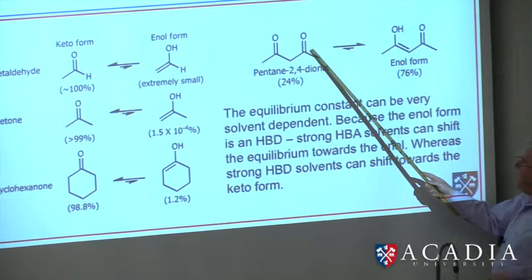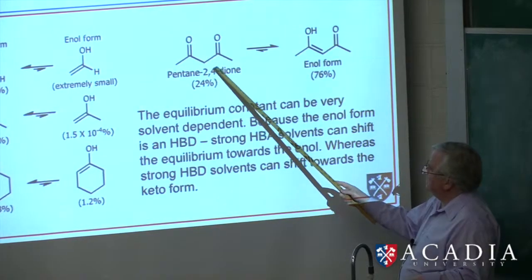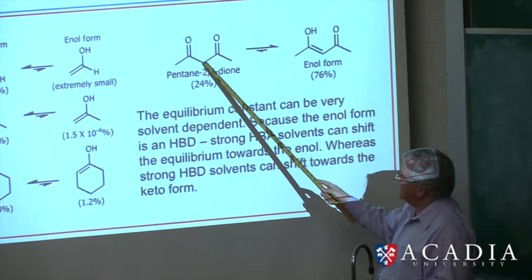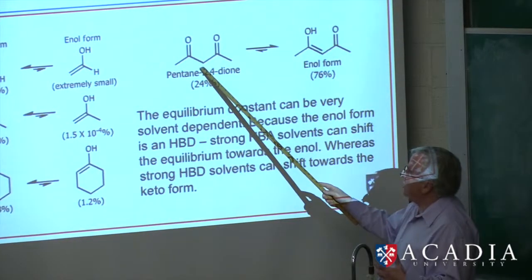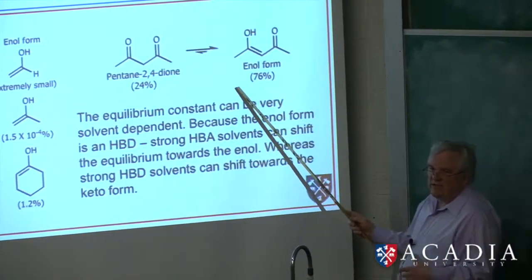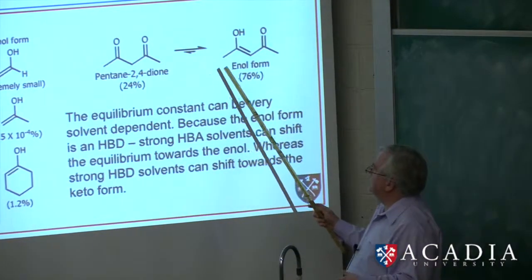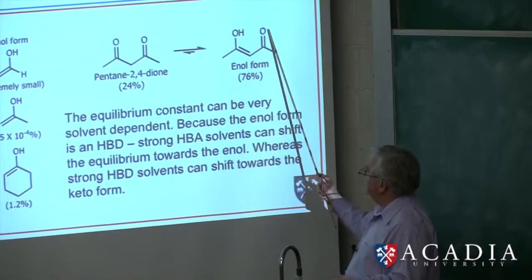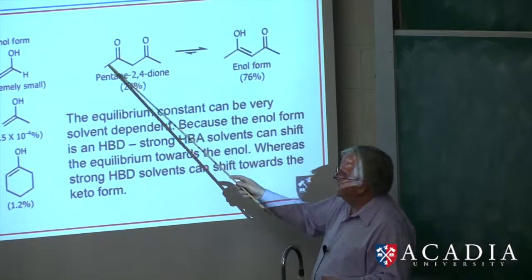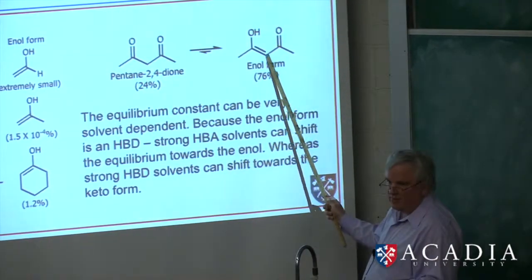When we get these beta keto compounds, or beta, what do we call this? We'll see it in a second. It's a diketone, a 1,3-diketone. These actually are quite acidic, and also the enol form is fairly prevalent. Now these proportions are very solvent dependent as well. If we have hydrogen bond accepting solvents, it tends to favor these types of compounds. Hydrogen bond donors tend to favor the keto forms. But we have a significant amount in the enol form.